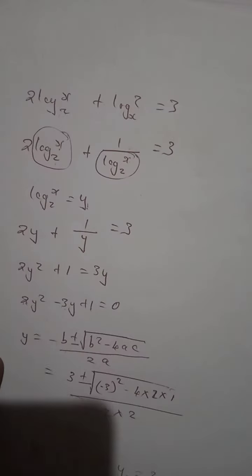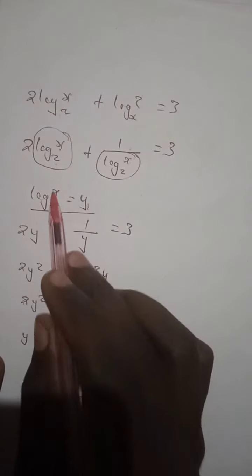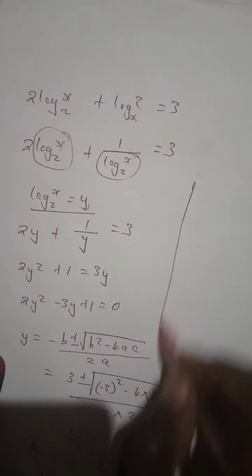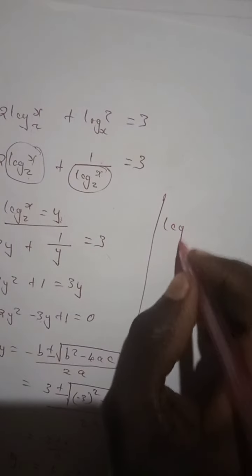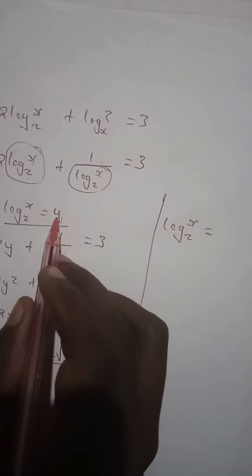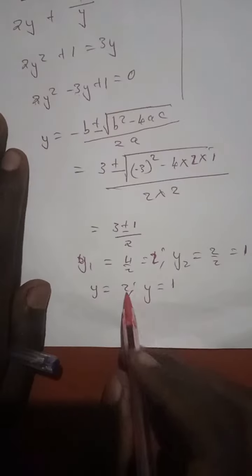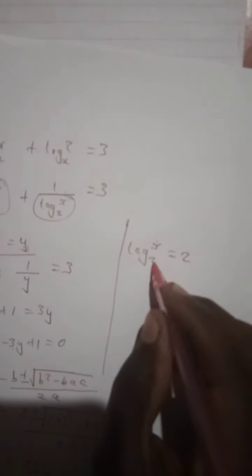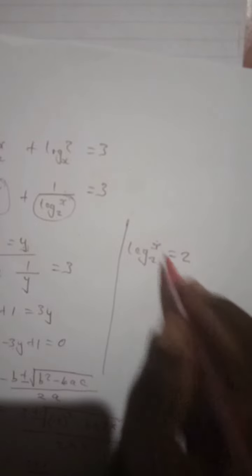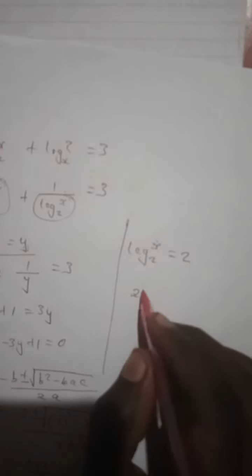Remember, we said that the log of x to base 2 is the one that is y. So solving it here, instead of writing y, we can write our y1, which is 2. So log x to base 2 is equal to 2. Solving for x, it means 2 raised to a certain number will give you x. That is 2 raised to a certain number.